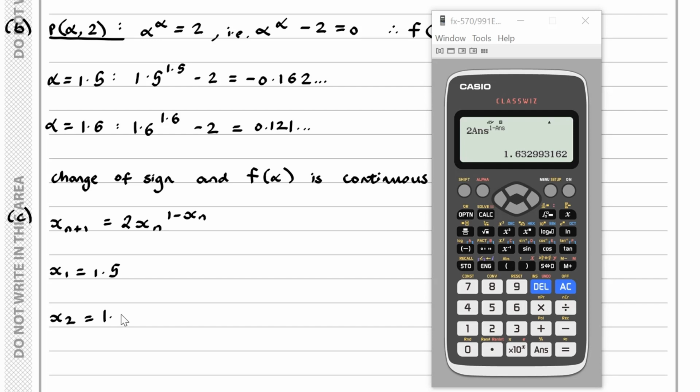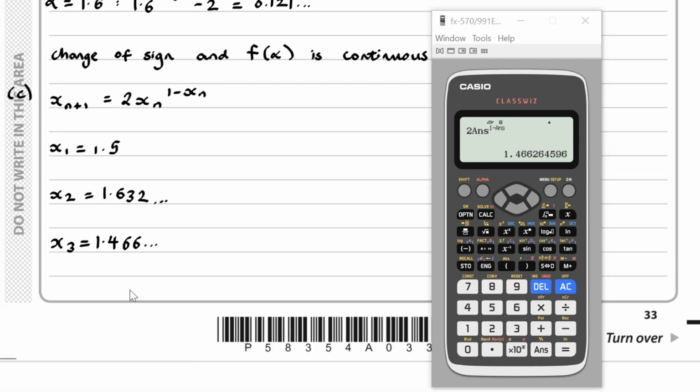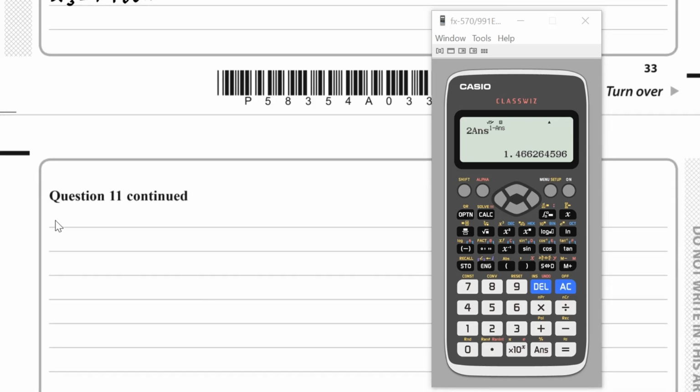x2 is equal to 1.632, etc. x3 is equal to 1.466, etc. And x4 is equal to 1.673 to 3 decimal places. Okay.